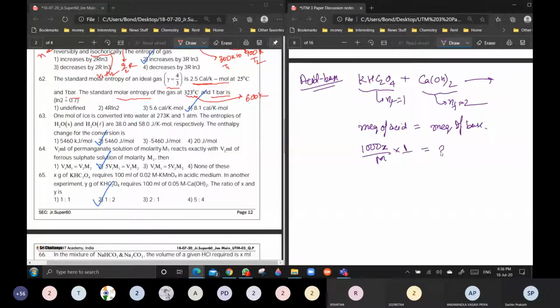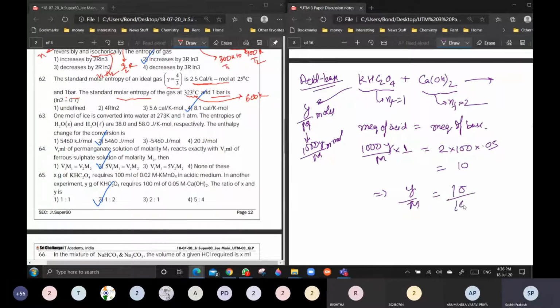It will be equal to 2, the n factor, into 100 ml volume into 0.05, which is 2 into 5, 10. This is Y actually, not X, because here we are starting with Y grams, so Y by M moles, or 1000 Y by M millimoles. So 1000 Y by M is equal to this. From this I can write Y by M is equal to 10 by 1000, or 1 by 100. Are you getting this?